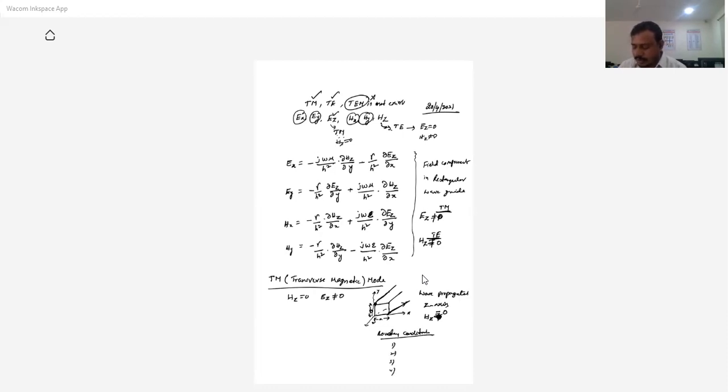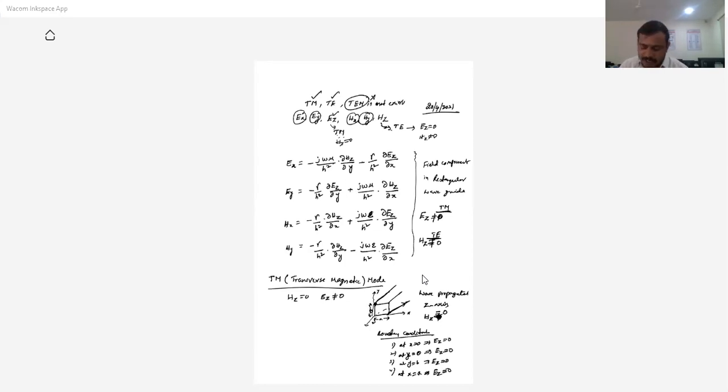At x is equal to 0, we have Ez is equal to 0. At y is equal to 0, Ez is equal to 0. At y is equal to B, Ez is equal to 0. And the fourth boundary condition, at x is equal to A, Ez is equal to 0. So already this was used in the last class.